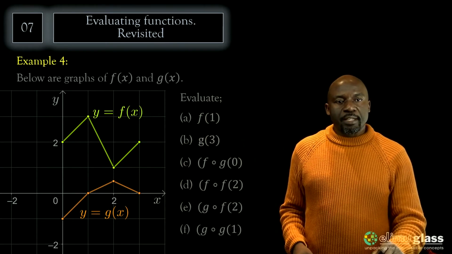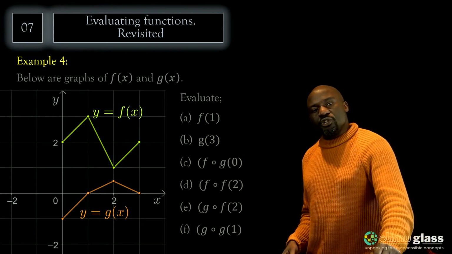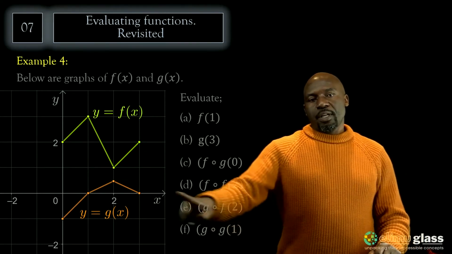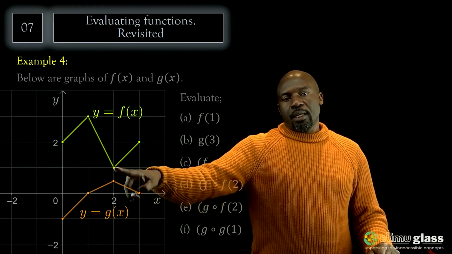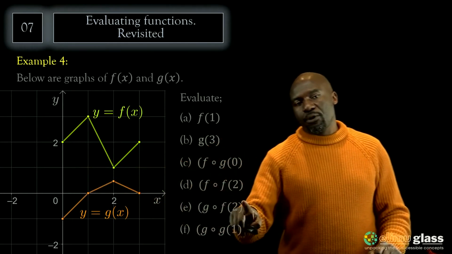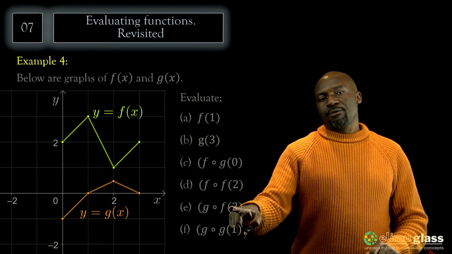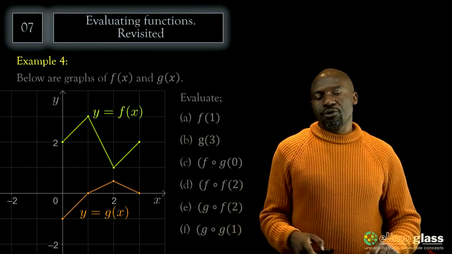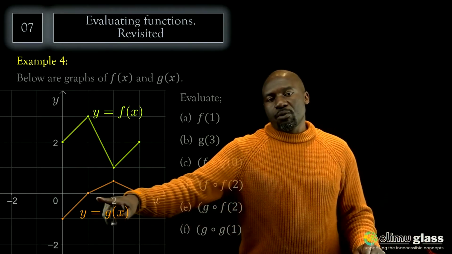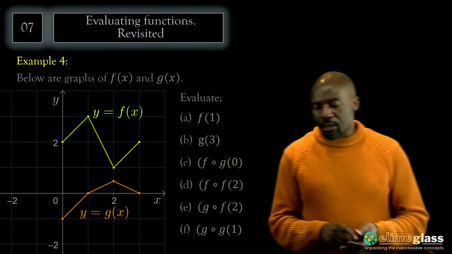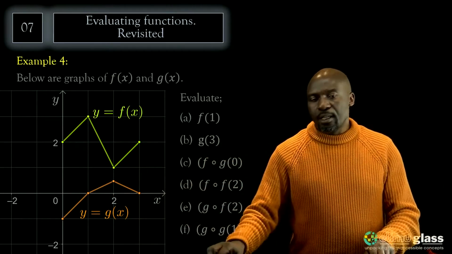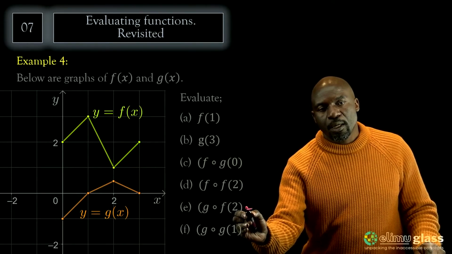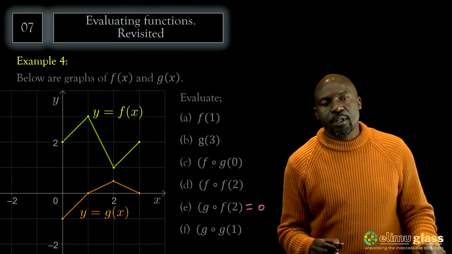Oh, there's a last one there. There are actually two more. G of f of 2. So we go to f of 2. F of 2 is 1. So we are looking for g of f of 2. So this is 1. F of 2 is 1. So g of 1. What's g of 1? So now we go to 1, and g of 1 is 0. So we write here g of f of 2 is 0.